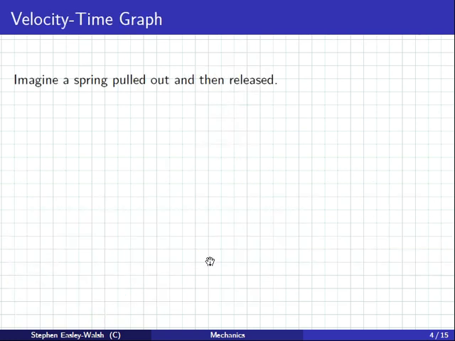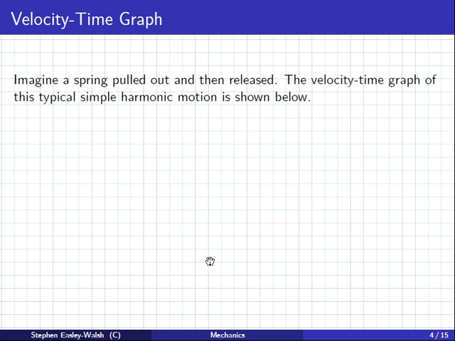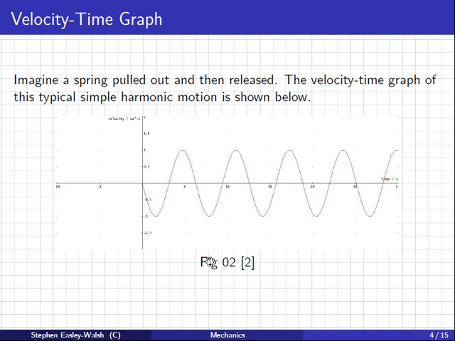Imagine a spring pulled out and then released. The velocity time graph of this typical motion is shown below. So you have a spring, you pull it and you release. What happens? If I pull the spring up and release, what will it do first? It'll go down. So can you see that's why the velocity is negative at the start. It'll go down and then what will happen? It stops and then it goes back up.